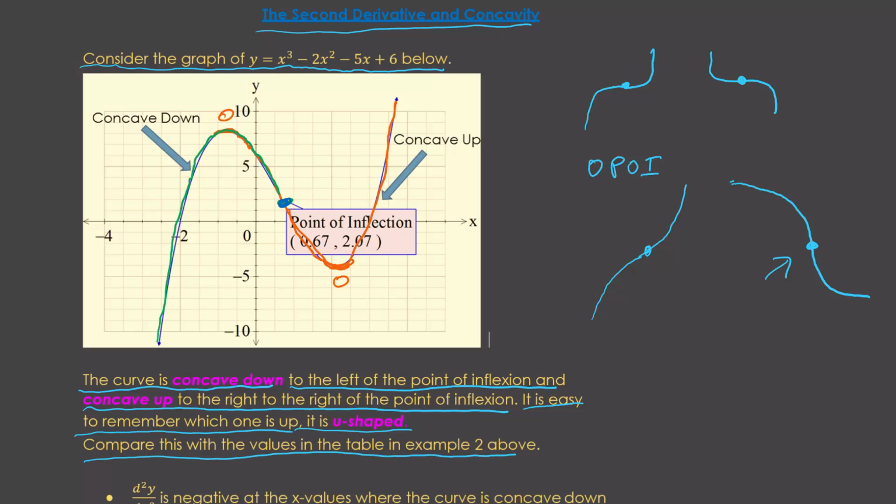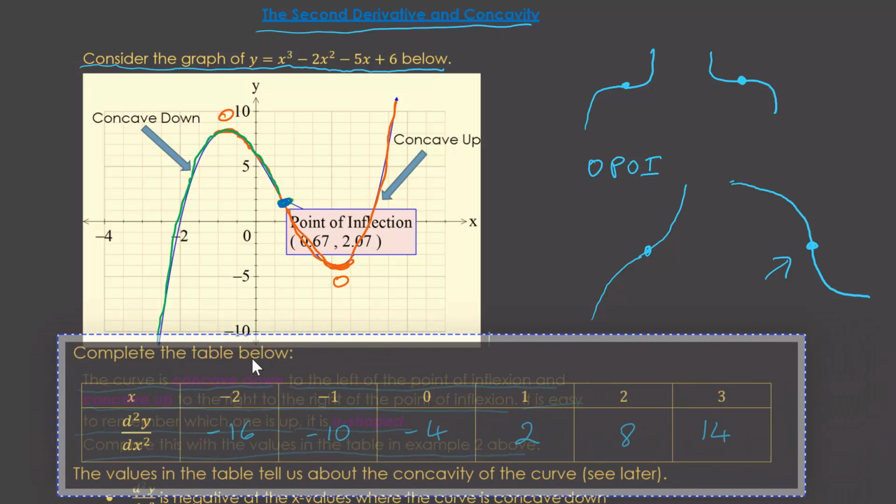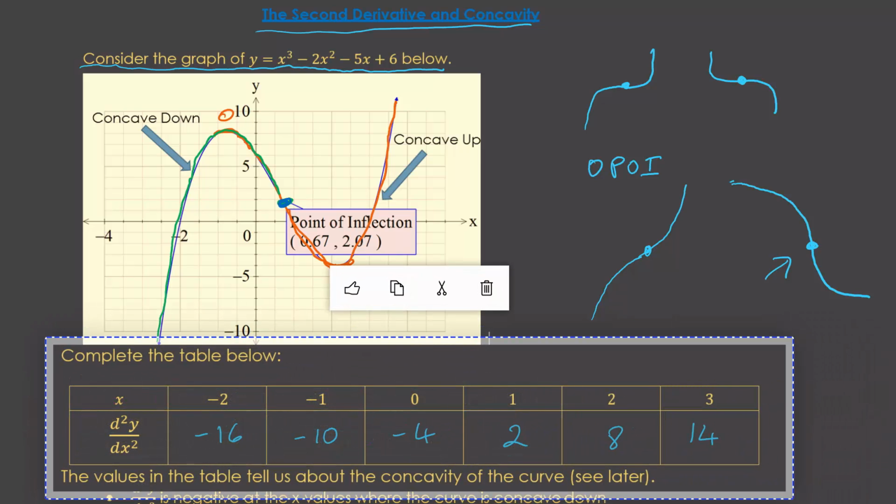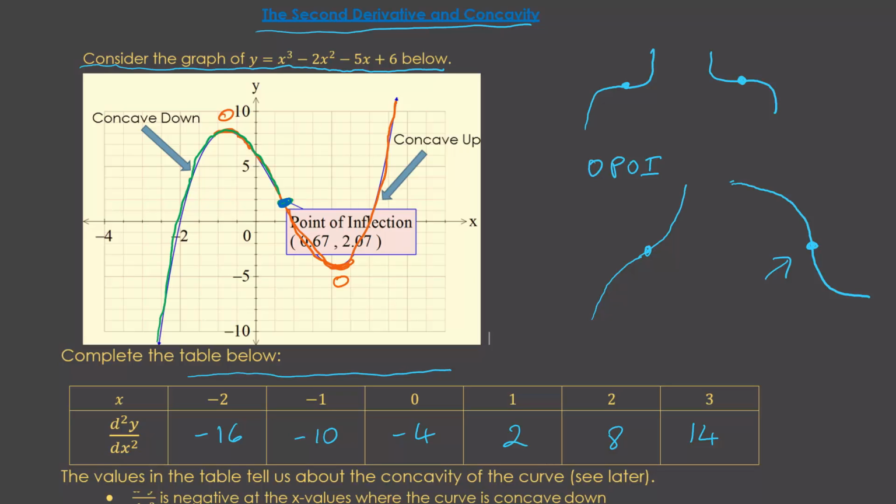Compare this with the values in the table in example 2 above, which was this table just here. The point of inflection is at 0.67. So these points here are all to the left of that point of inflection. And the second derivative is negative at those points. So it seems that a negative second derivative indicates concave down.